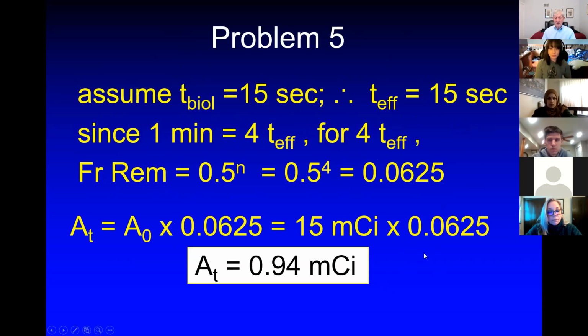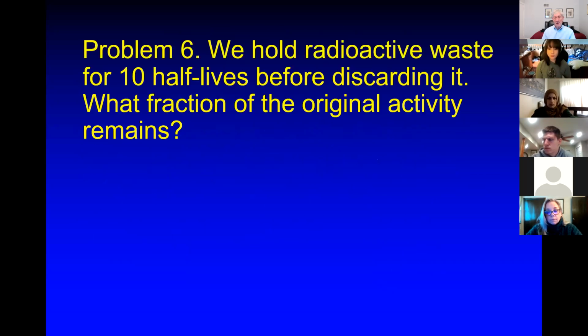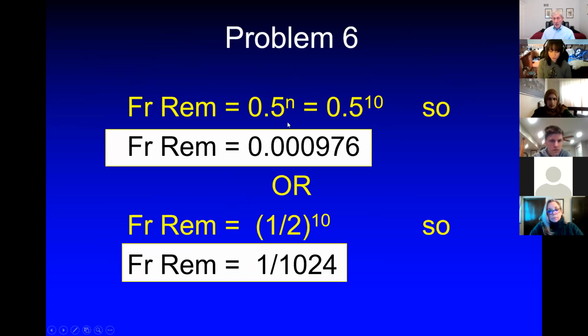Let's see if there's anything else here. We hold radioactive waste for 10 half-lives before discarding it. What fraction remains? So it's simply going to be 1/2 to the power of 10. 0.5 to the power of 10. If you punch this on your calculator, it's going to be 0.000976, or if you take out your trusty little fingers, it's going to be 1 over 1,024.